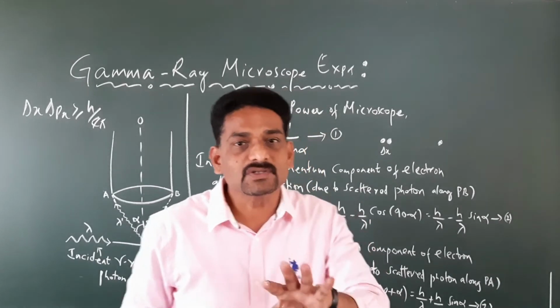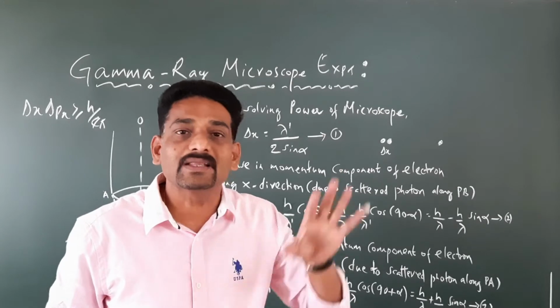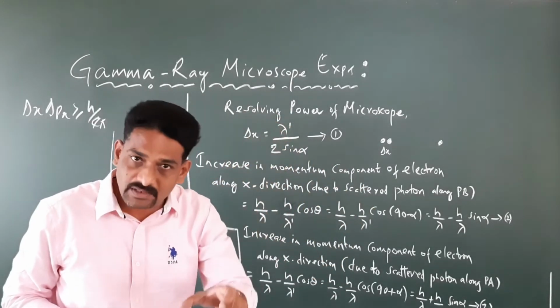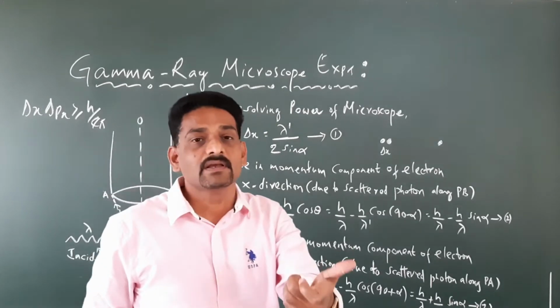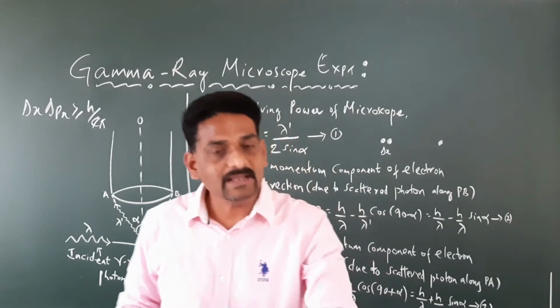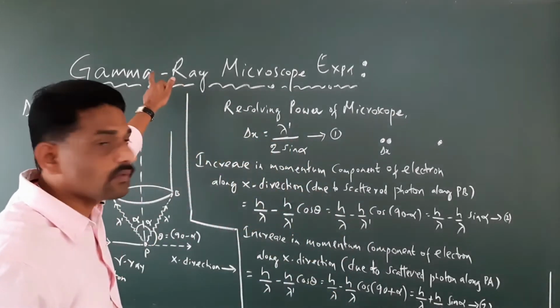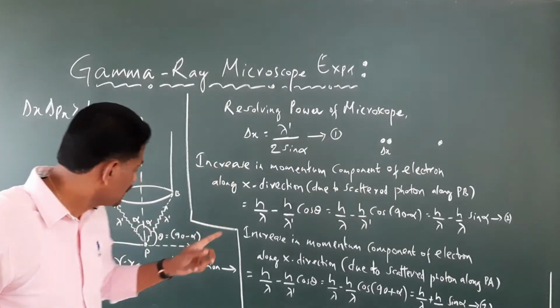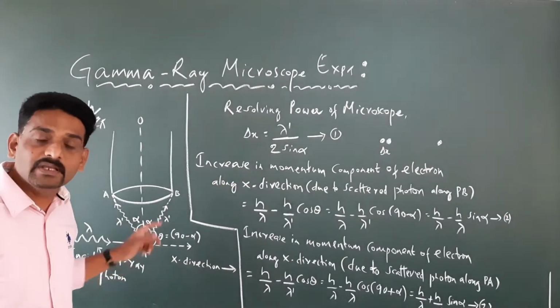Again, as I told you, this is not a real-time experiment. This is only a thought experiment. So we are using gamma rays because of their small wavelength, so that we can view the electrons which have very, very small dimension. But again, the question here is, once you say we are using the gamma rays, we are trying to find out the position and momentum of the electrons.